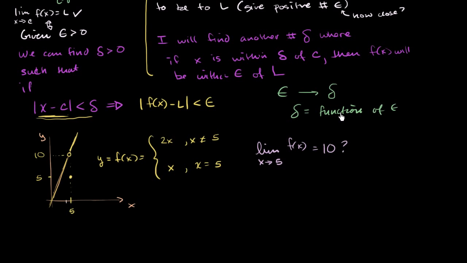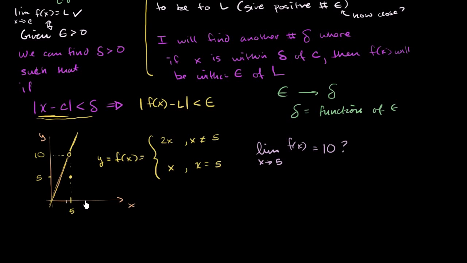And if I can do that for any epsilon, that'll always give you a delta where this is true, that if x is within that range of within delta of c, then the corresponding f of x is going to be within epsilon of L, then the limit definitely exists. So let's try to do that.